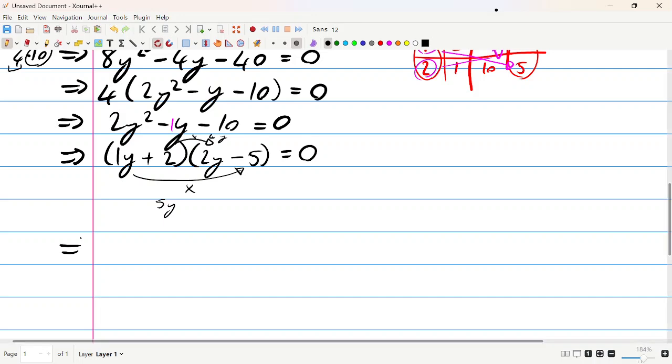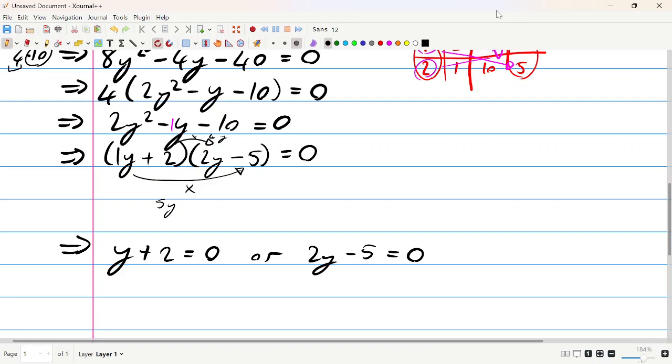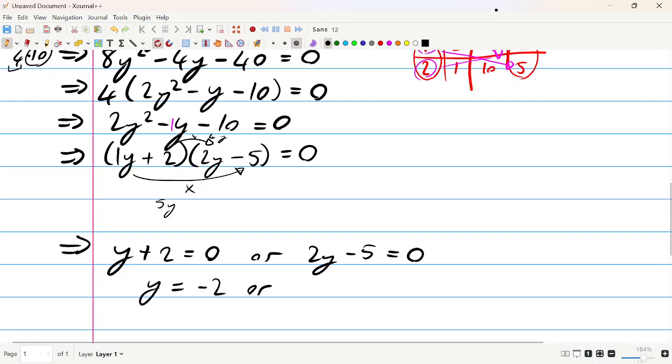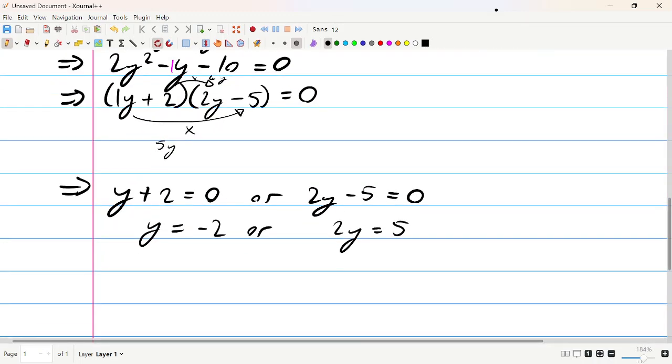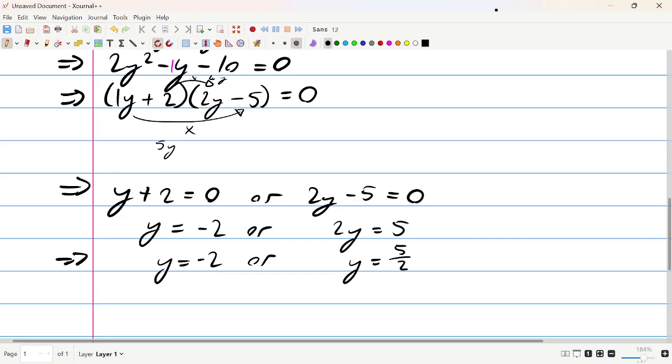And then from here, we let the brackets be equal to 0. So y plus 2 equals 0, or we can have 2y minus 5 equals 0. And then from here, y is just equal to negative 2, or 2y equals 5, such that if we divide both sides by 2, we have y is equal to 5 over 2. Okay, and there's our values of y.